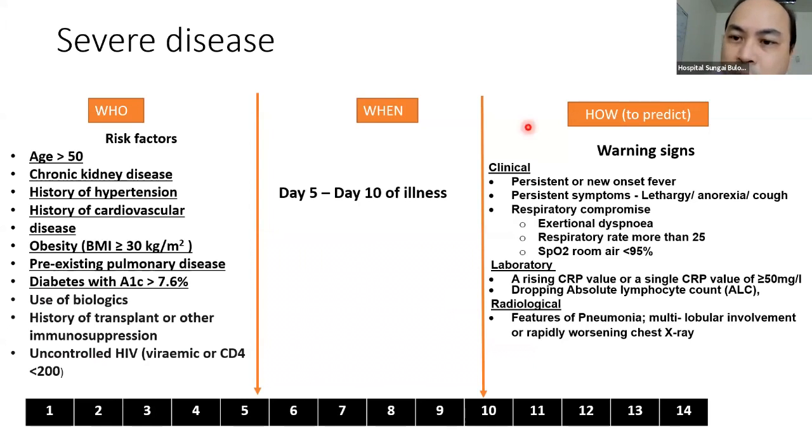So how do we know that they are deteriorating? We go by clinical signs, we go by laboratory values, and we go by radiological signs. Clinical, as I mentioned earlier: fever doesn't come down, or never had fever and now developing fever. Lethargy: earlier was feeling better at day 5, day 6, then you start feeling very lethargic. These patients are probably going into severe disease. Anorexia, can't eat anymore now, or their cough is persistent. All these three.